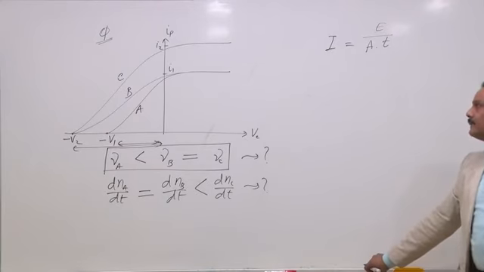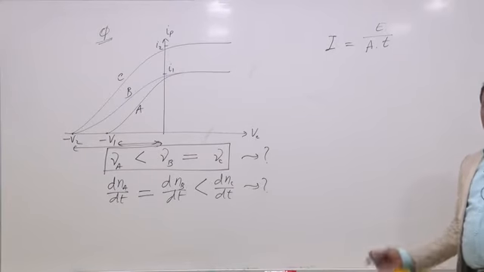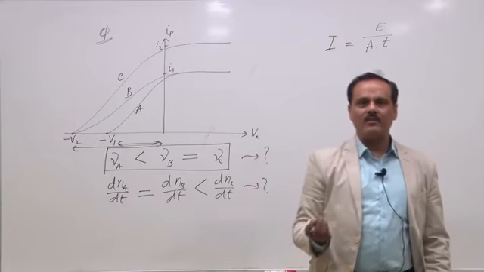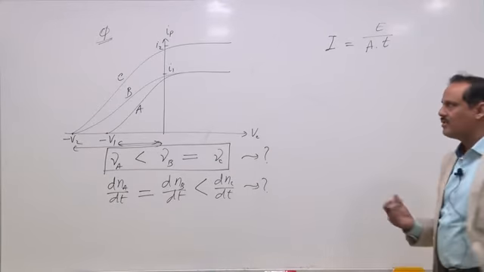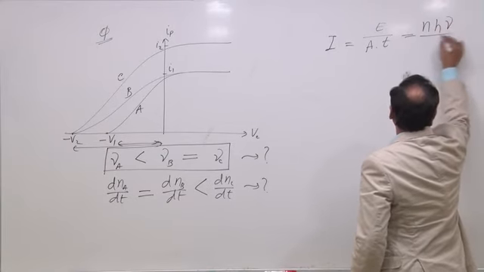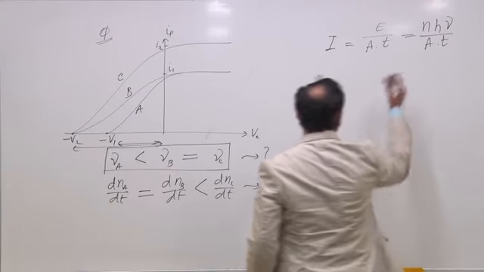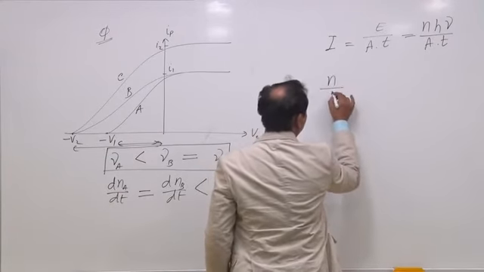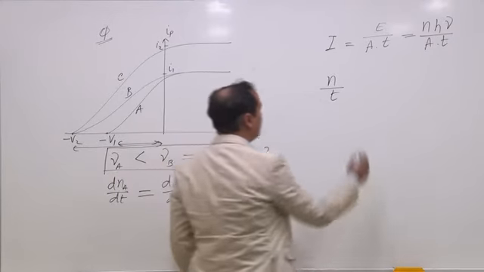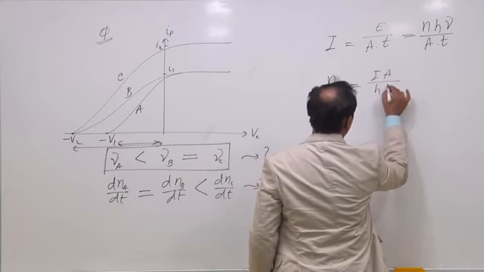This is the intensity. And energy is carried by photons. One photon is carrying energy equal to h nu. So n number of photons carry a total energy of n h nu. So the intensity is n h nu by A t. So from here we can write the number of photons falling per unit time, n by t, is equal to I A by h nu.